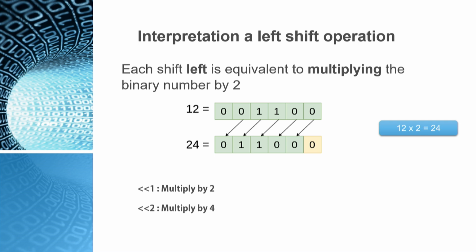So, shifting 1 bit to the left is equal to multiplying a number by the factor 2. Shifting 2 bits means multiplying by 4, 3 bits by 8, and so on.